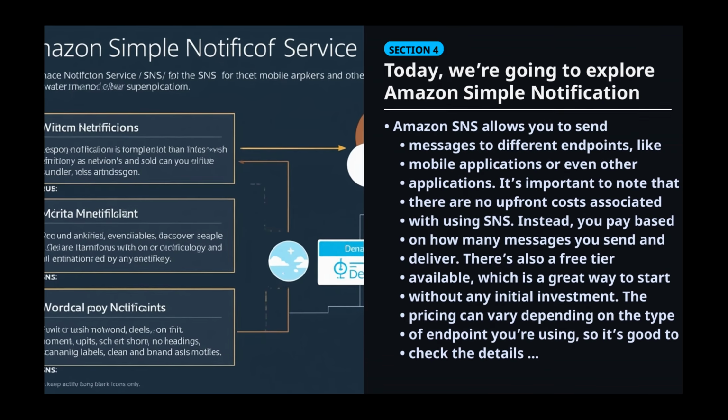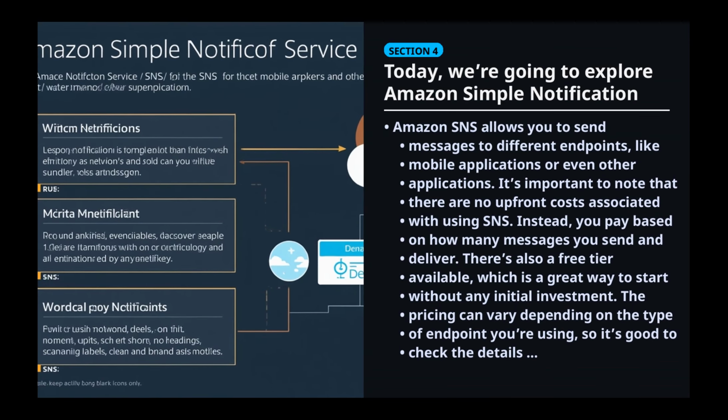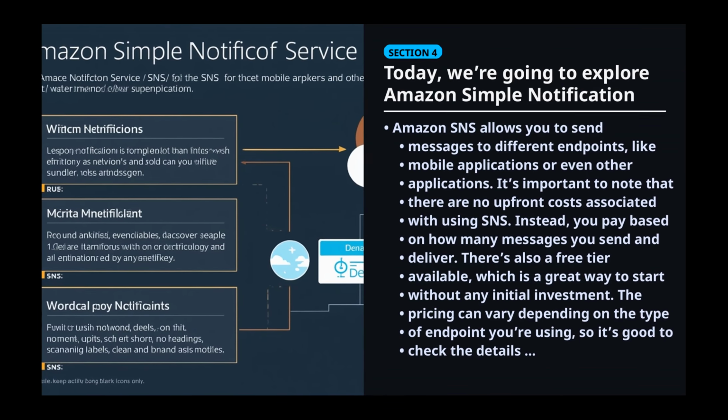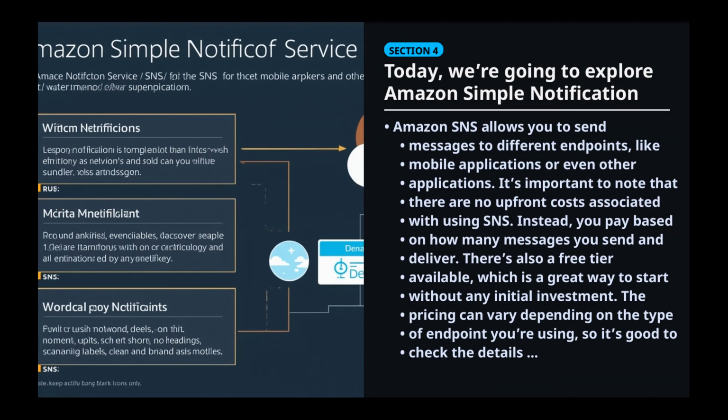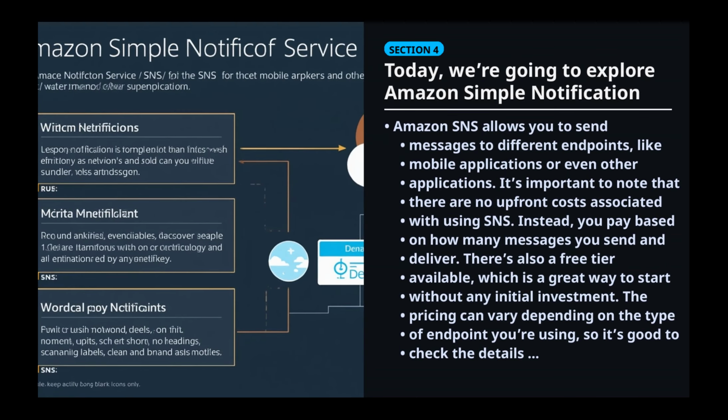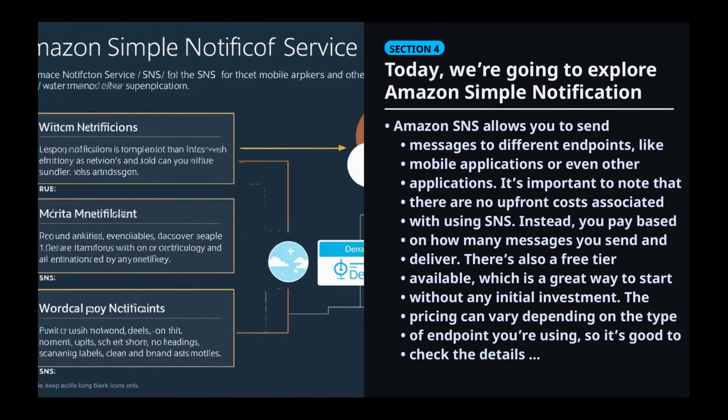In summary, Amazon SNS is a powerful tool for sending notifications and managing messages, making it easier for applications to communicate with users and other applications.